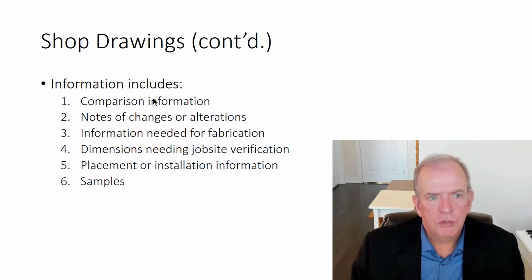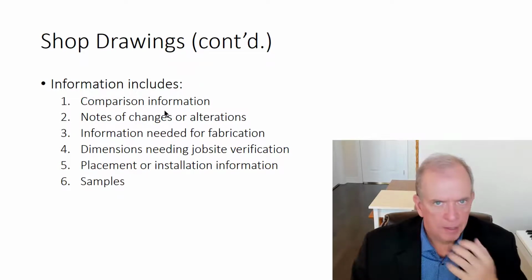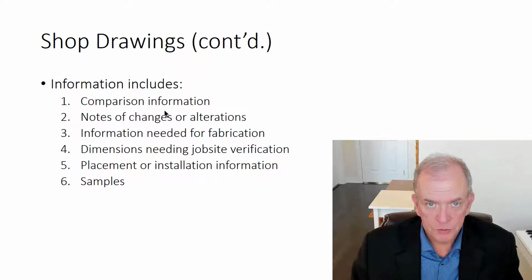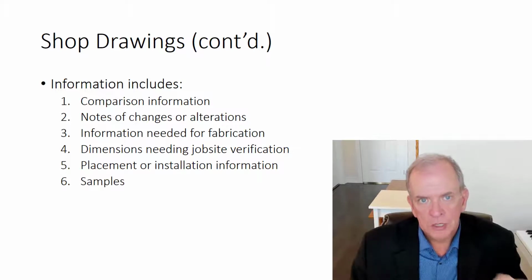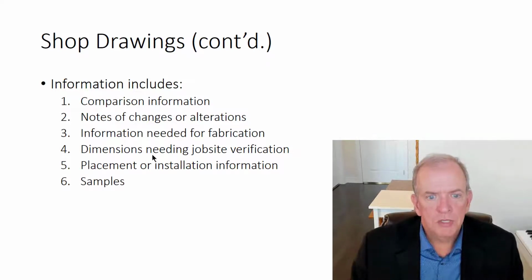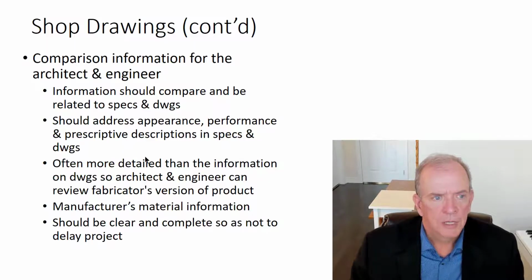So the information includes comparison information, comparison between the drawings and the structural drawings that the engineer perhaps drew, if we're talking structural stuff. Notes of changes or alterations, information needed for fabrication, so what they will require from the contractor so that they can go into fabrication. Nothing gets fabricated until the shop drawings have been reviewed. Dimensions needed for verification, placement or installation information, and perhaps samples. Depends what it is, right? And we'll get into the sample aspect.